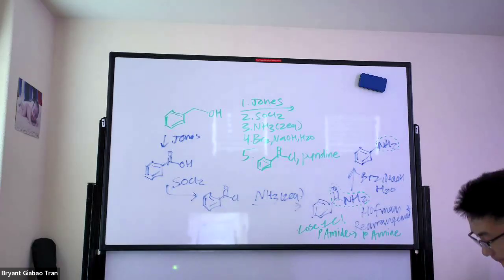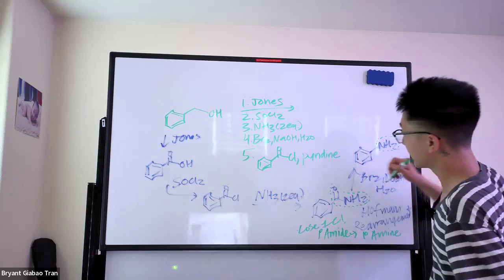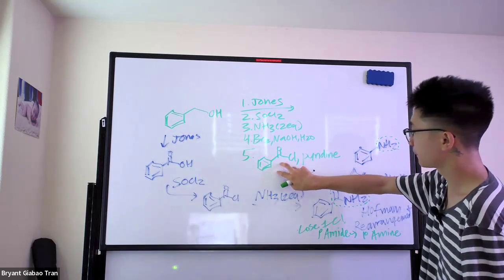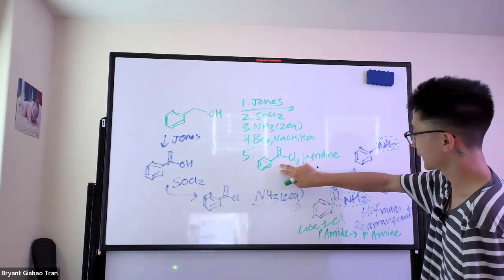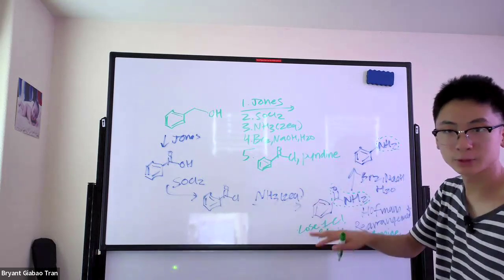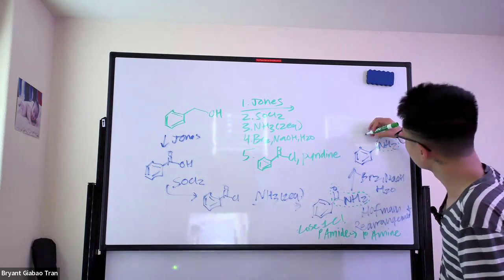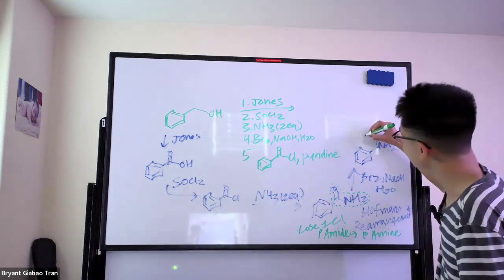Okay, so once we have that, then the last step is this EAS? Not EAS, because this is our benzene group here with the acyl group, but we don't have any metal catalyst. We don't have AlCl3 or FeCl3 here. So this is NAS, nucleophilic acyl substitution.